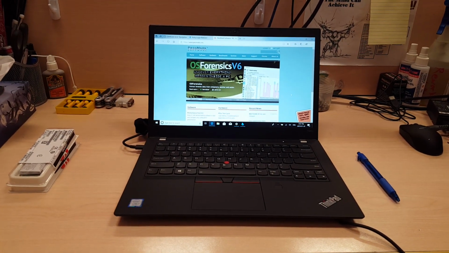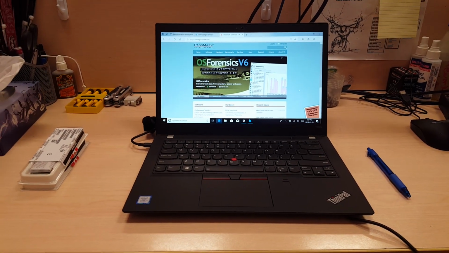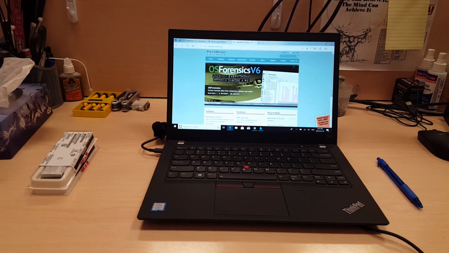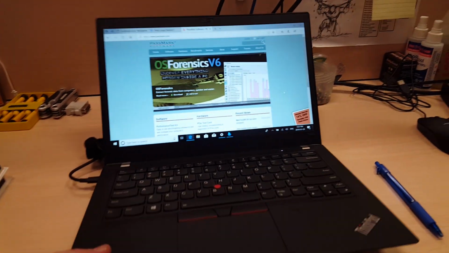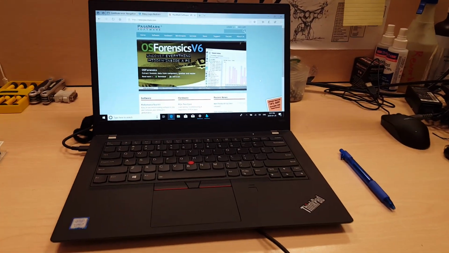Today we're taking a look at a Lenovo ThinkPad T480s. Now, since it's part of the T-Series, it means it's very rugged and can definitely handle harsh environments. Very light, very light. I'd say this thing's maybe about a pound and a half, 2 pounds, it feels like.